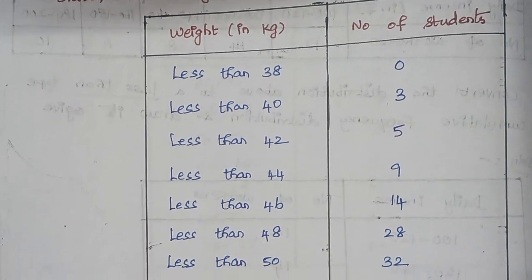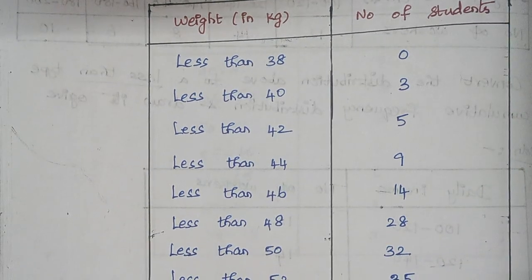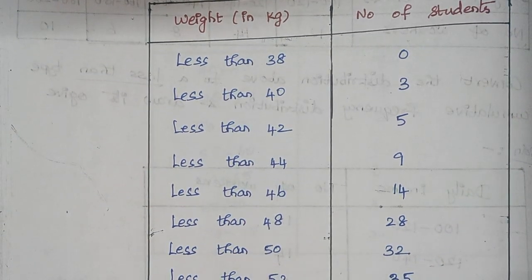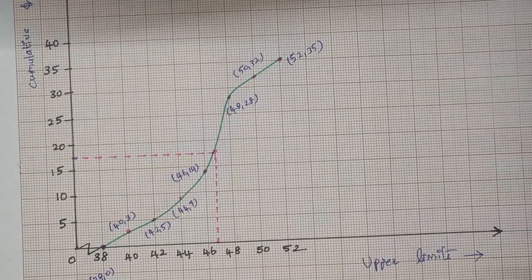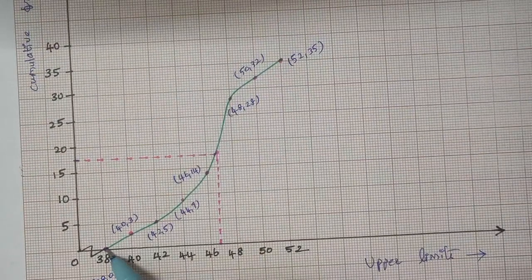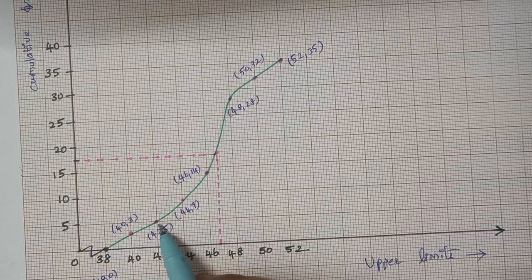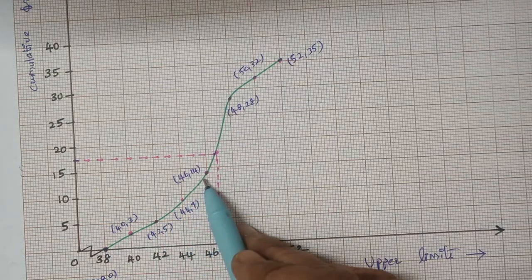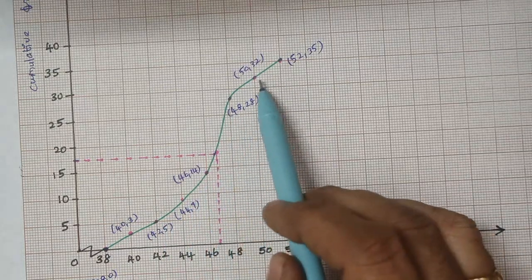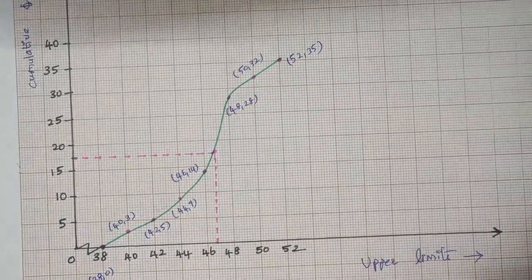So the given frequencies are cumulative frequencies. So here from these values we can directly draw an ogive. Here we will start. As a first step, we have to plot all the points that we got from our problem. The first point is 38, 0, then 40, 3, 42, 5, 44, 9, 46, 14, 48, 28, 50, 32, and 52, 35.